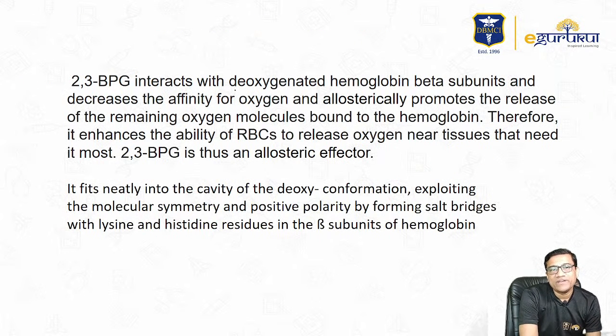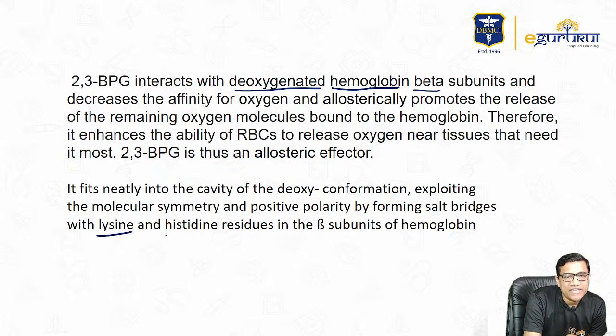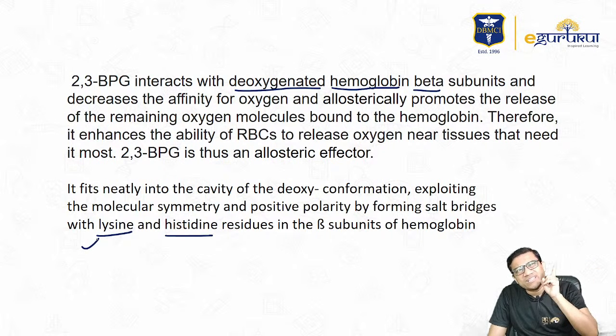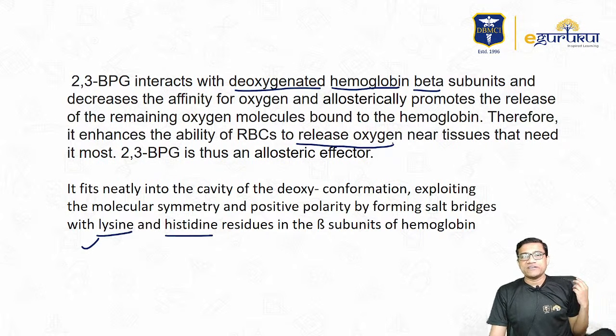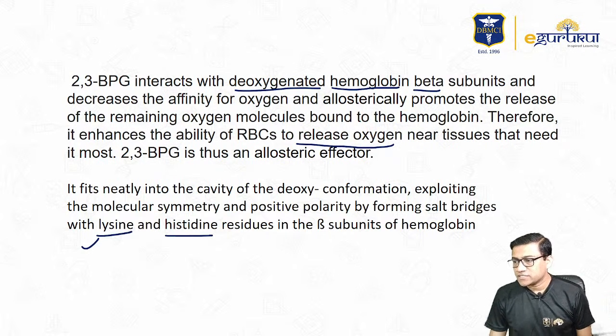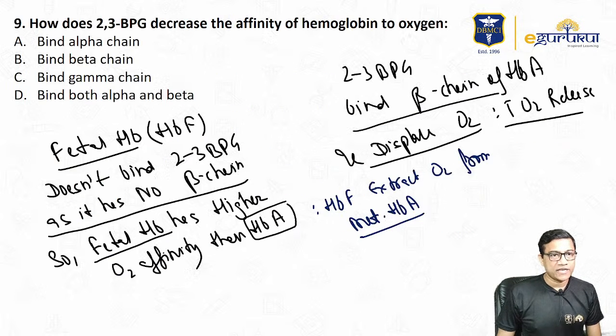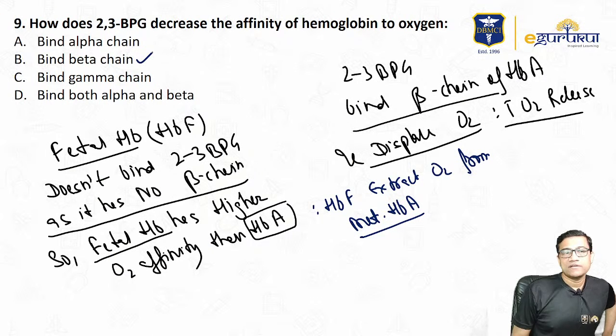See, BPG binds with the deoxyhemoglobin beta chain and decreases the affinity for oxygen and allosterically promotes the release. That means it doesn't bind the oxygen binding site, but binds to another site, mainly the lysine and histidine. This is an exam question from AIIMS 2000 and I think 2014-15 when NEET came. They asked where it binds, mainly where the lysine and histidine residues lie. So it will bind and cause increased oxygen release. Are you clear now? It is an allosteric effector which causes the oxygen release. So the best answer is the beta chain of the hemoglobin.